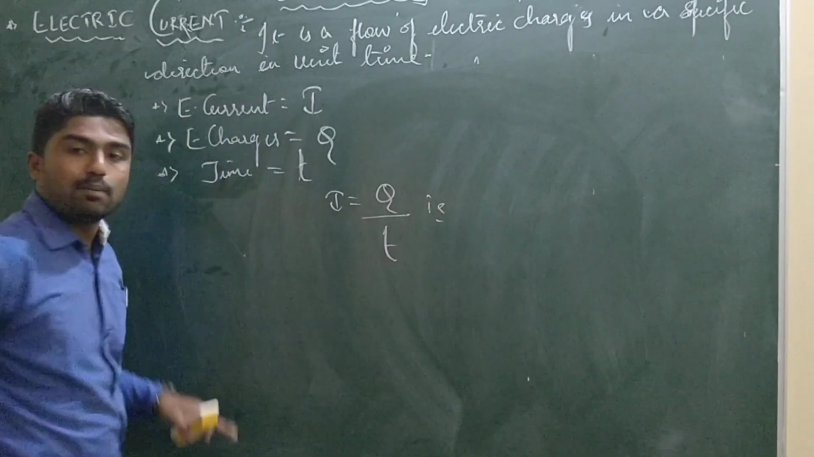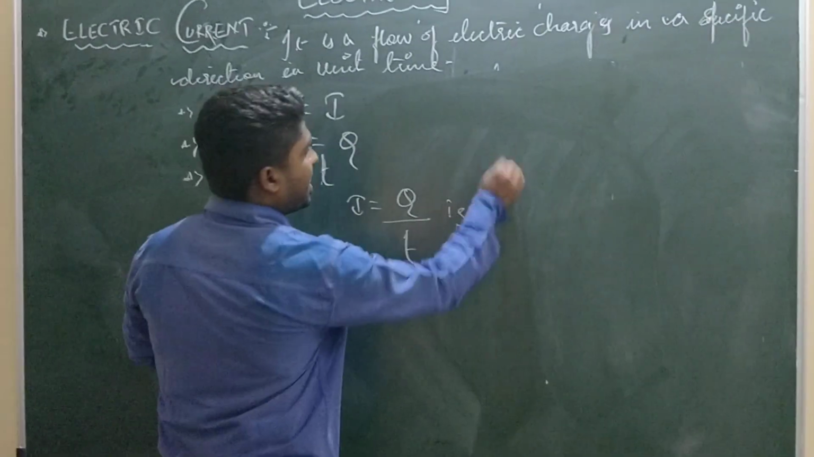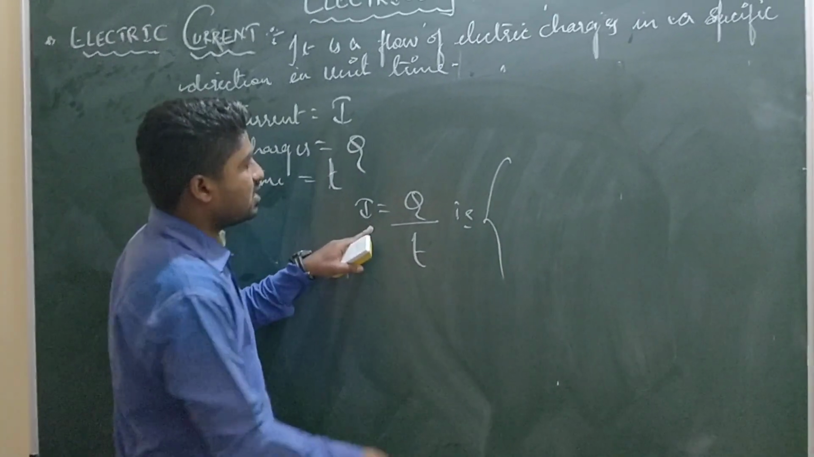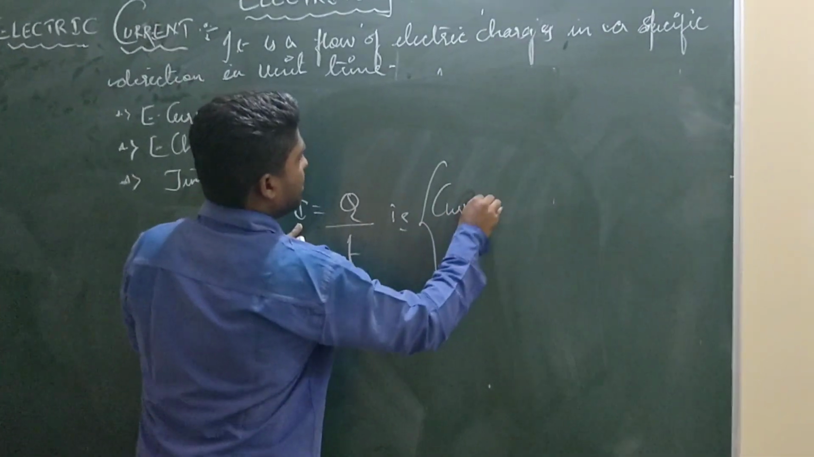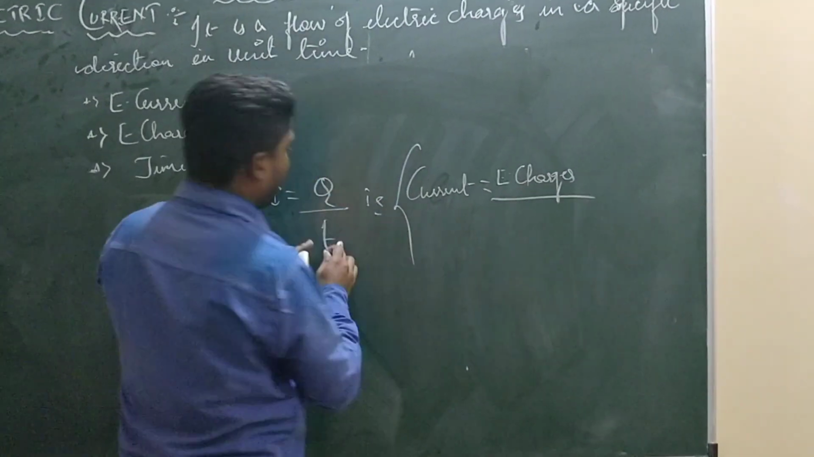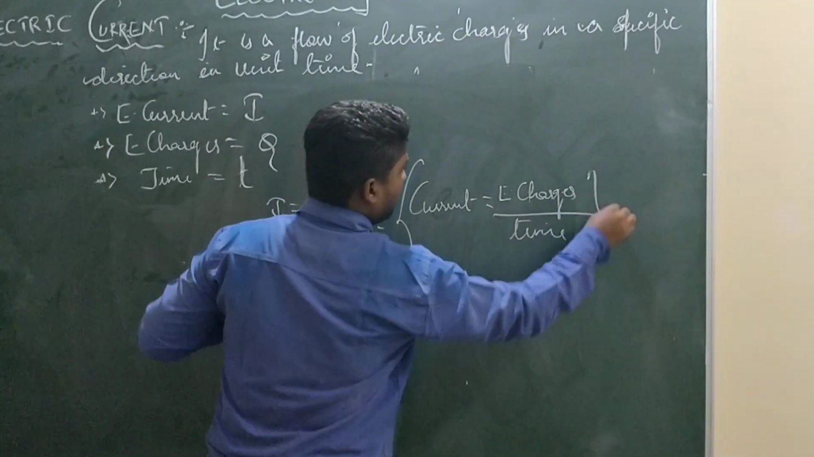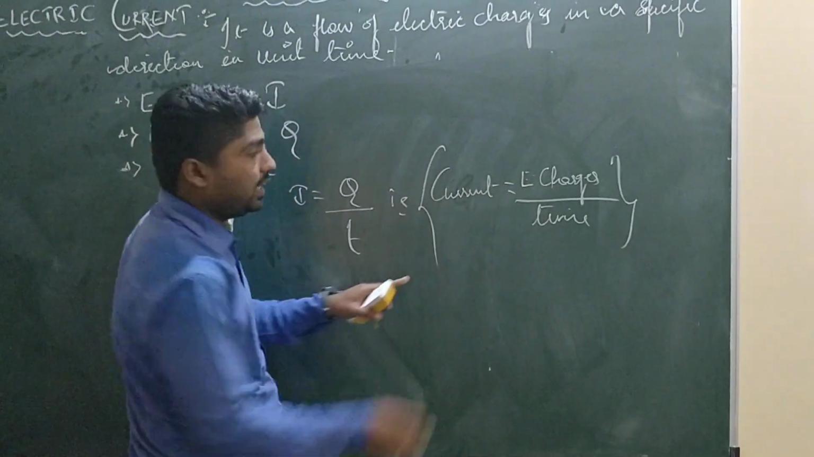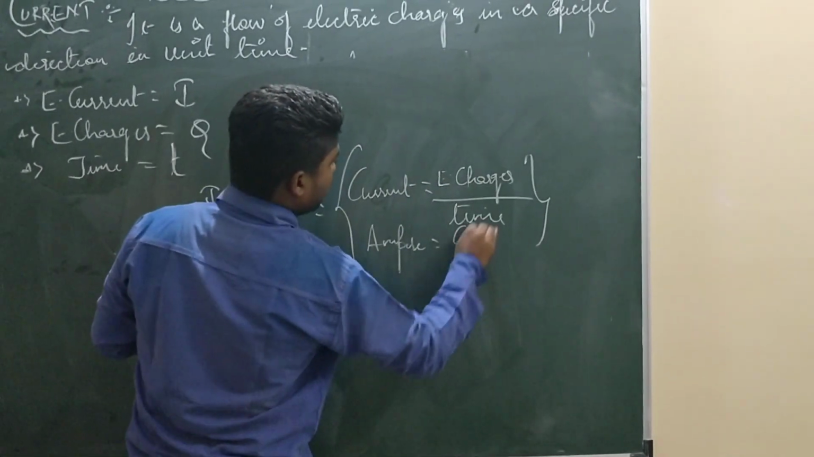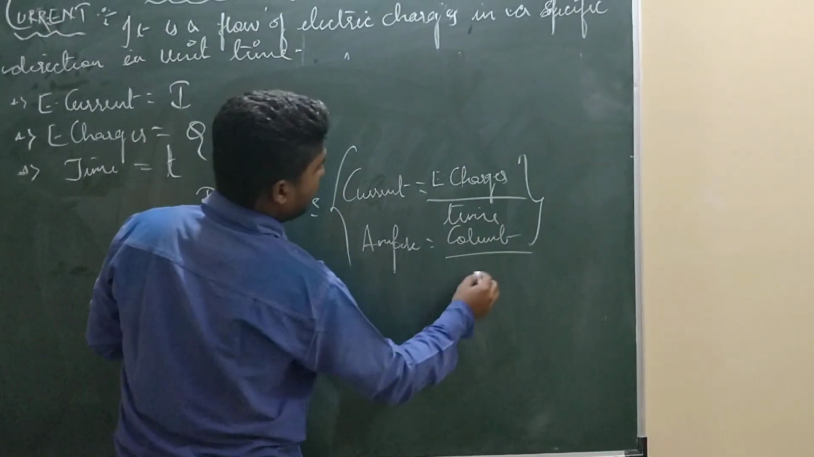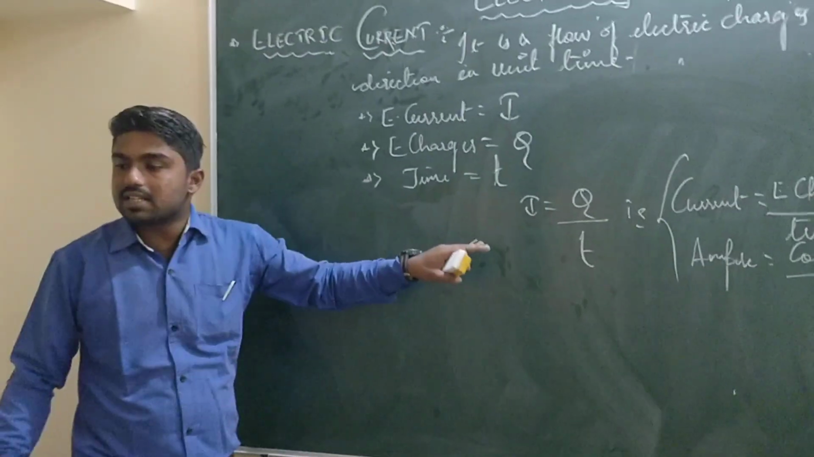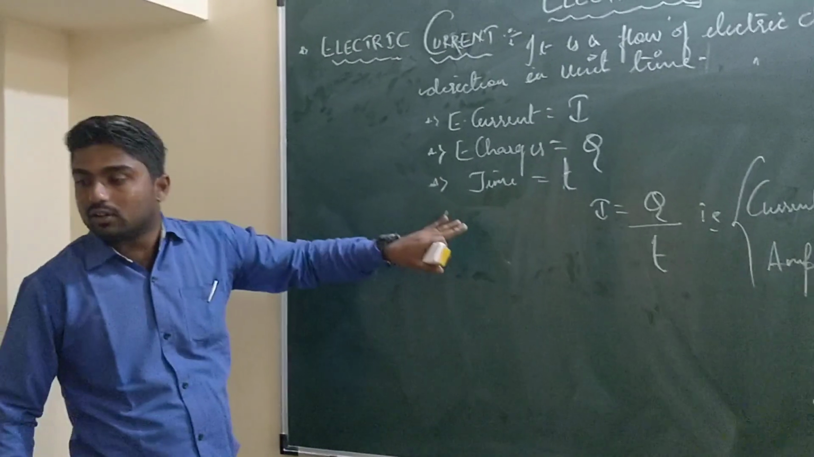They may ask you in SI units also for 1 mark. In the previous year question paper you can see this one. I is current, equal to Q, the electric charge, divided by T, the time. They may also ask in SI units: ampere is equal to electric charge in coulomb divided by time T. Is it clear to you guys? Yes, sir. This is the formula you will get for the electric current.